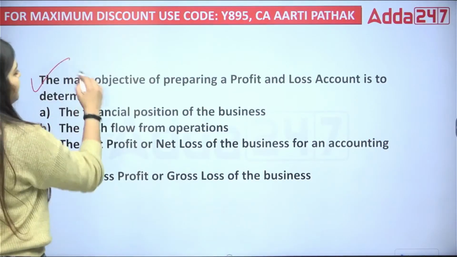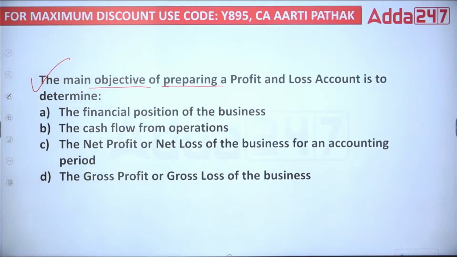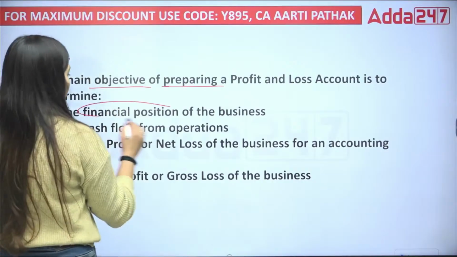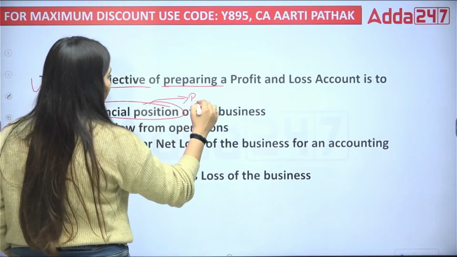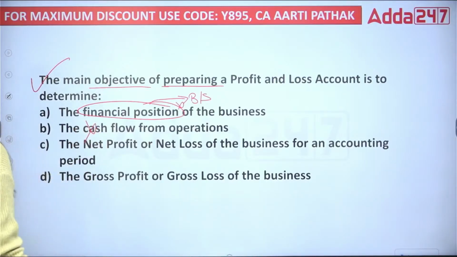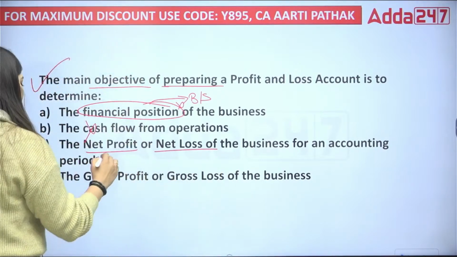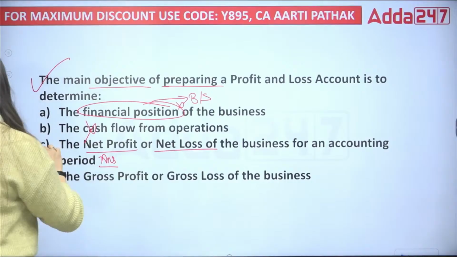So, what is the main objective of preparing a profit and loss account? Financial position to determine? No, we are not talking about our financial position. This is given by the balance sheet. Cash flow operations? The correct answer is net profit, net loss of the business for an accounting period. So, the correct answer is answer C.